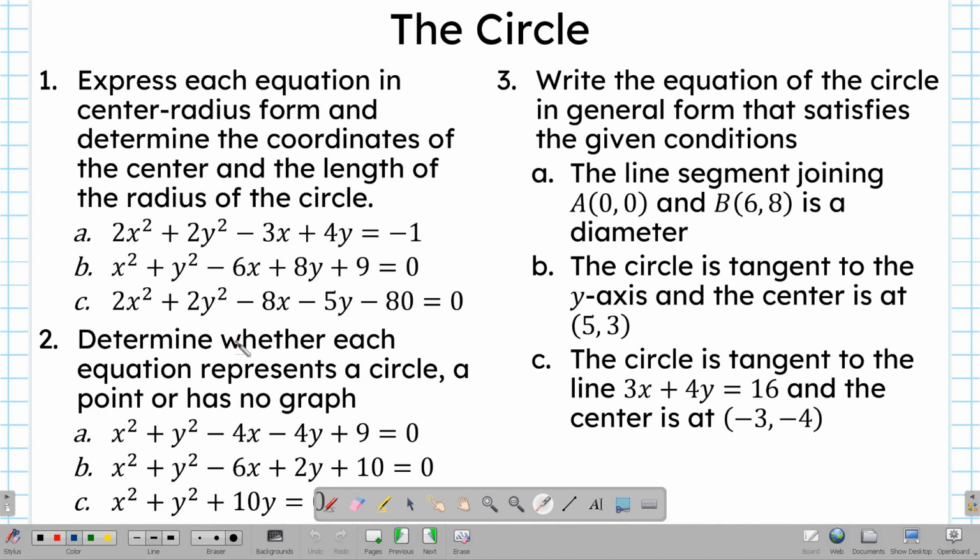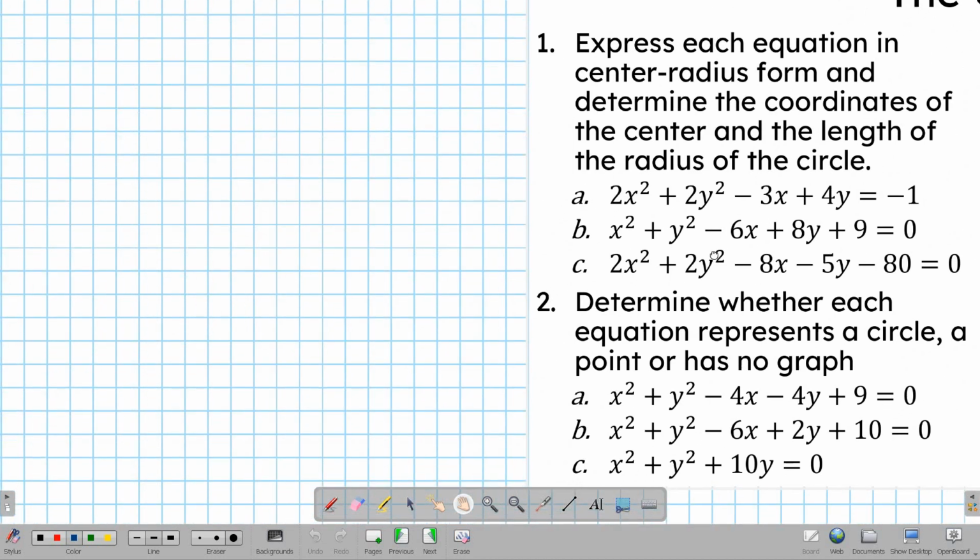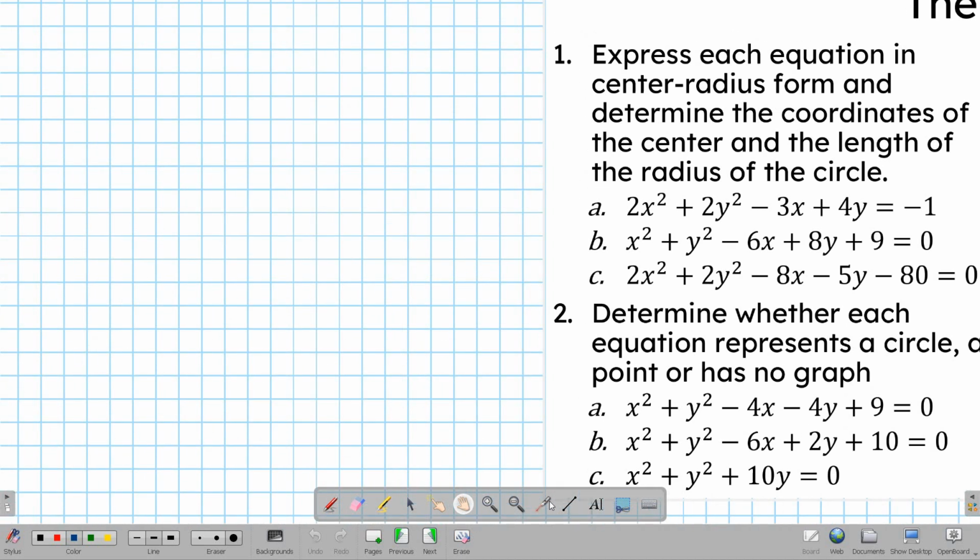So ngayon, magsasagot tayo ng ilang problems regarding circle and the equation of the circle. Kaya tayo sa number 1. Number 1, we're asked to express each equation in center radius form and then determine the coordinates of the center and then the length of the radius. May dalawang ways para gawin yan.